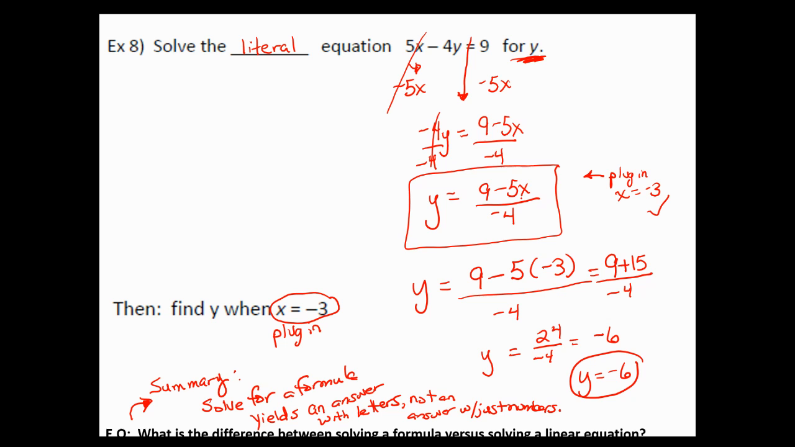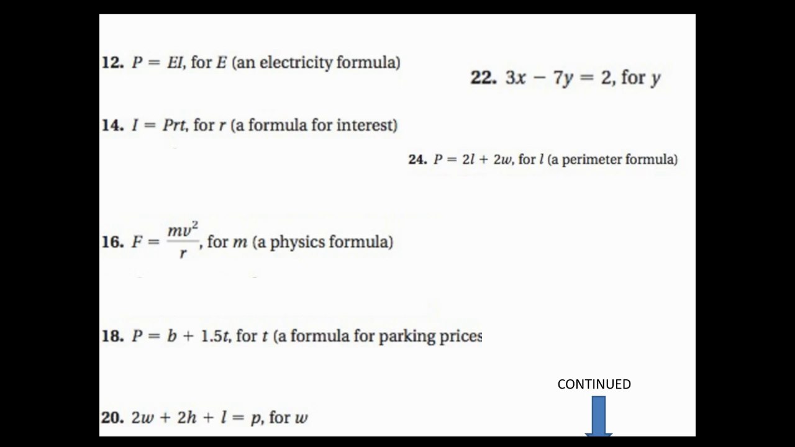You have a bunch of letters still in the answer, right? C equals 2 pi r. We still ended up with C over 2 pi is equal to r. So when you solve the formula, you have this answer with a bunch of letters in it, not just an answer that says, oh, y is -6, right? Okay, so make sure you write the answer to your summaries. It's usually 1 or 2 sentences in this math class.